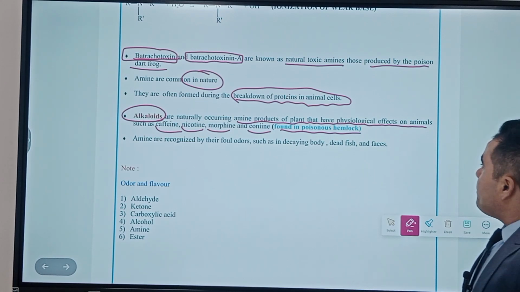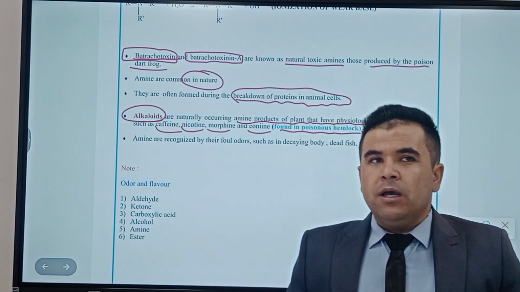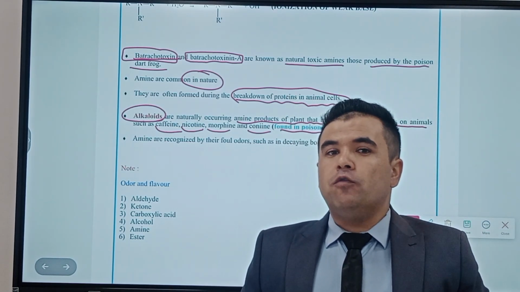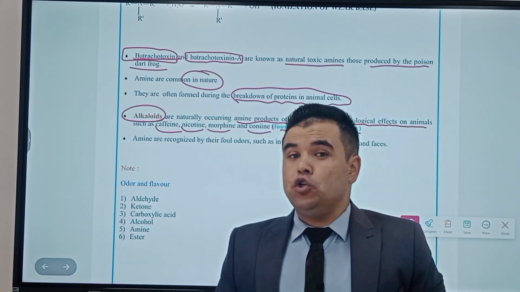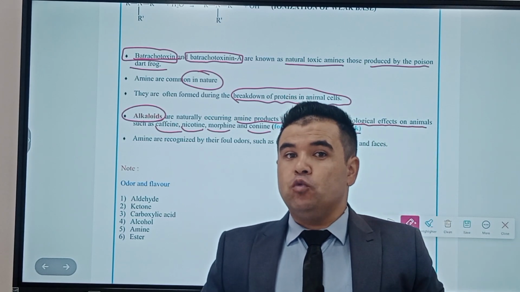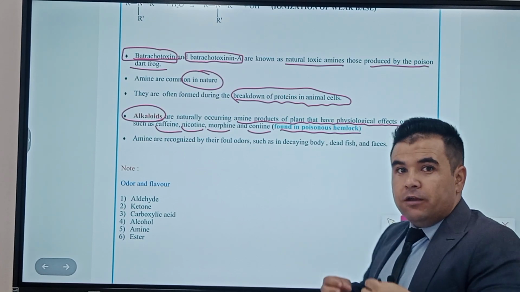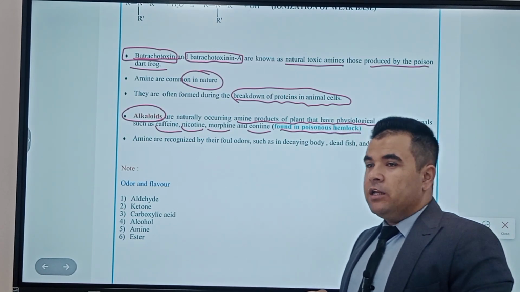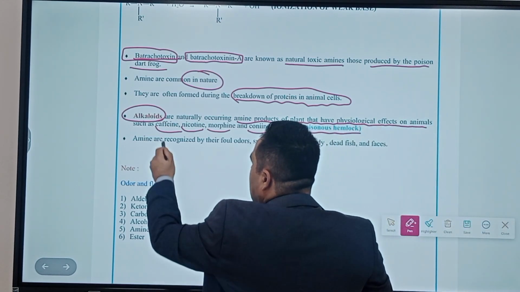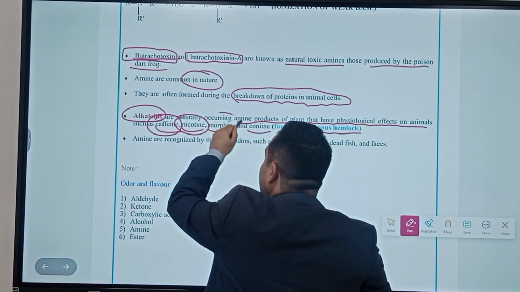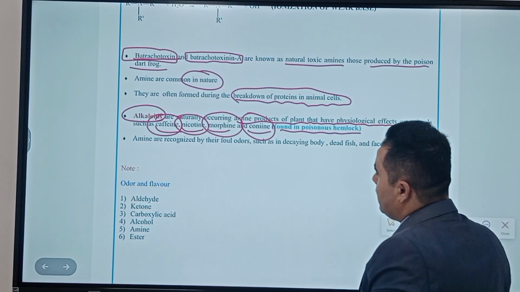Guys, when animals take the alkaloids, which are amines, they have the properties of drugs. They affect the psychological state of the animals which take them, like the poisonous hemlock, which is a leaf or a tree. When the animals take it, they feel relaxed, and they have the same effects as the drugs coniine, morphine, nicotine, and caffeine as well.